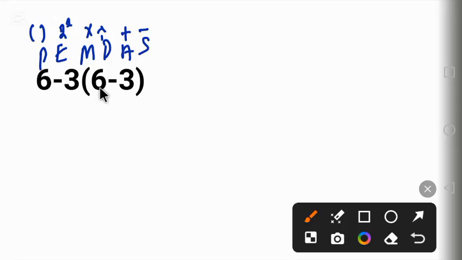Now, the first is parentheses. So let's work the one here. 6 minus 3 will give us 3. So we bring down this 6 minus this 3 times the 3 we get here. Next is multiplication. 3 times 3 will give us 9. So we have 6 minus 9. And finally, 6 minus 9 will give us minus 3. This is the correct answer.